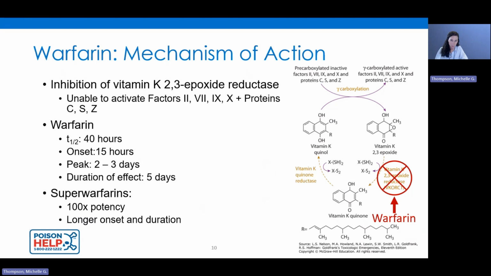Important pharmacokinetics related to warfarin: we see a half-life of about 40 hours, an onset of 15 hours, peak effect within 2 to 3 days with continuous administration, and a duration of effect of about 5 days. So there is some patient variability with this. When we're talking about superwarfarins, the potency is 100 times that of warfarin, and this leads to both longer onset of action and longer duration.